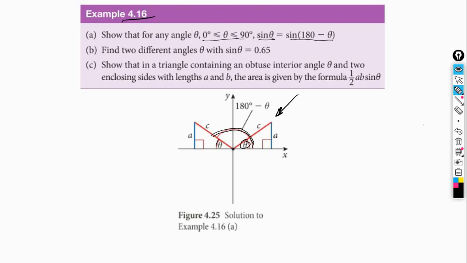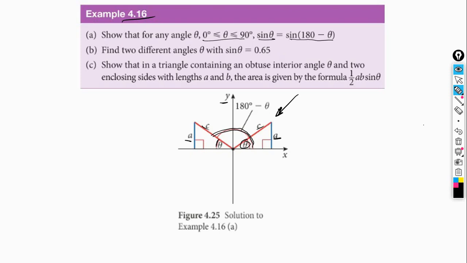And this theta here is our reference angle. So take a look at a couple things here. First of all, notice that this is the y-axis. And if we take this as a reference here, this A is going to be positive, like this one over here. And C, the hypotenuse, is always going to be positive.